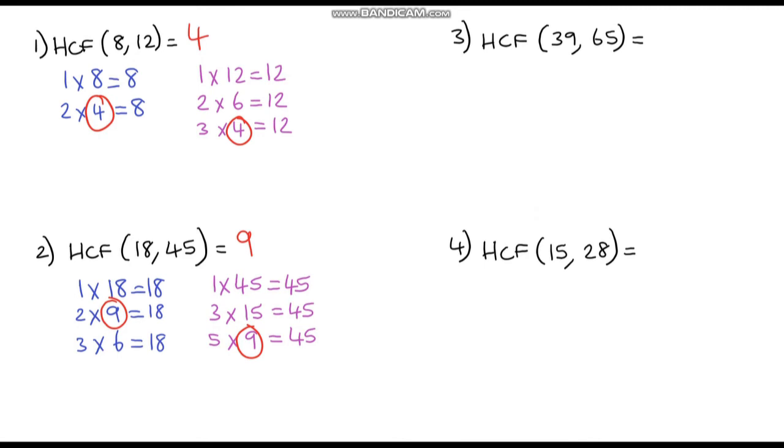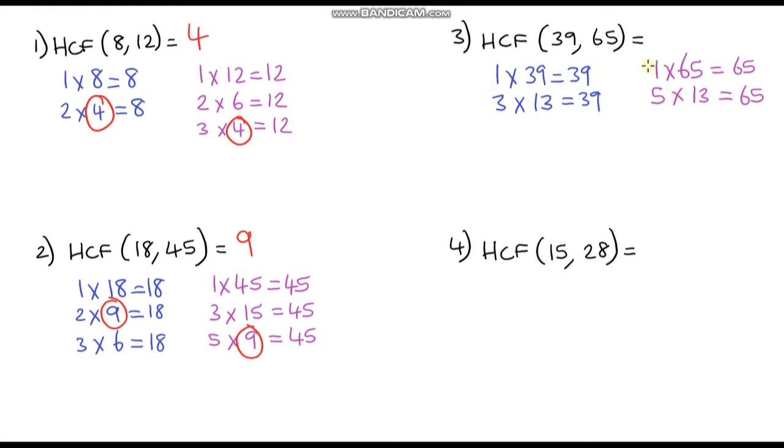So the highest common factor of 39 and 65. So let's work out all of the factors of 39. So we've only got 4 factors of 39. And now let's work out all of the factors of 65. And we've also only got 4 factors of 65. So what is the highest common factor?